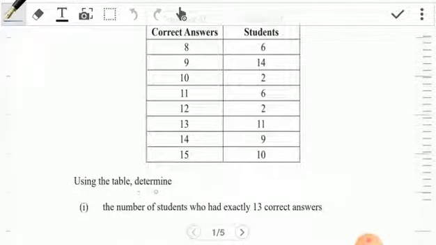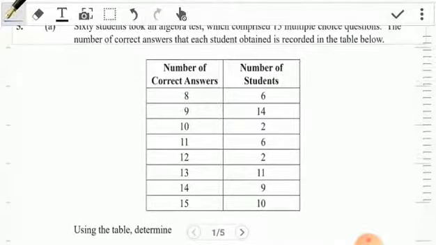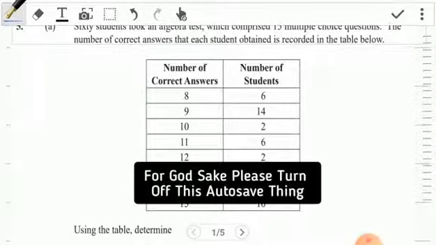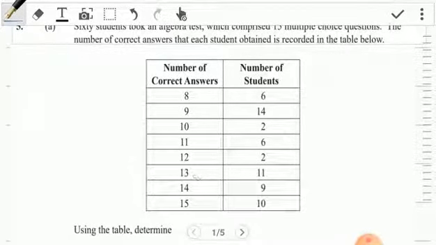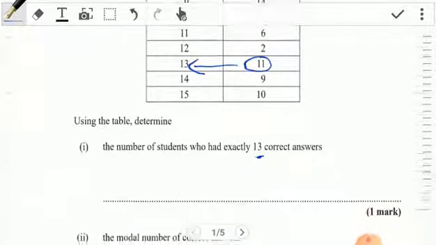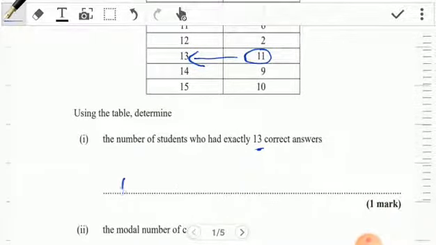Using the table, determine the number of students who had exactly 13 correct answers. So we're looking at 13 correct answers. These are the correct answers, here is 13. So 11 students would have gotten 13. So for this, the answer is simply 11 students.